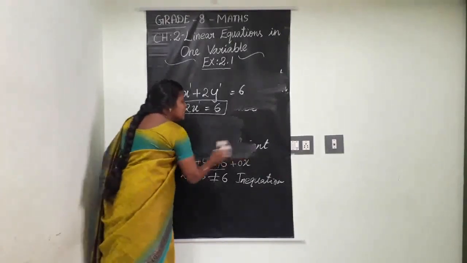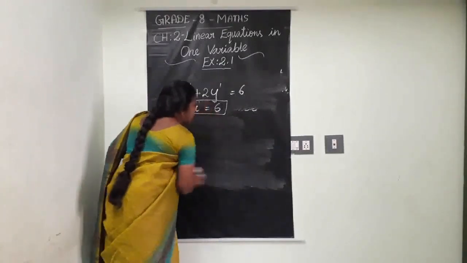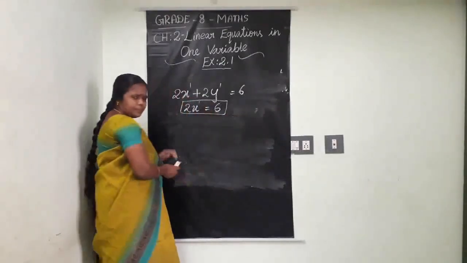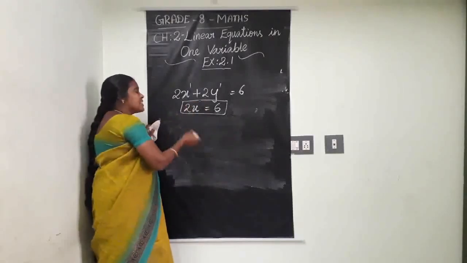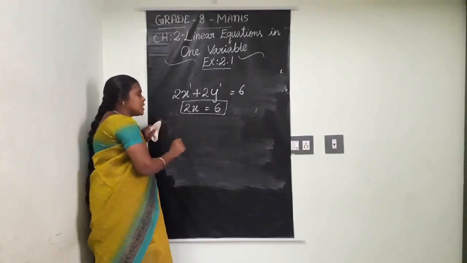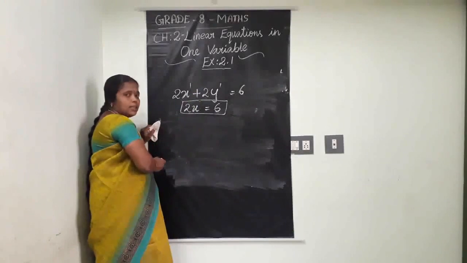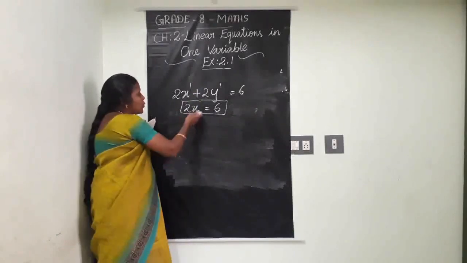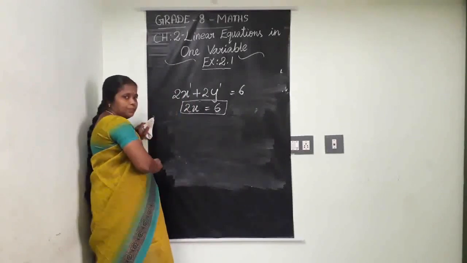Finally, one more thing I want to tell. That is solution. What is a solution? A solution is a value which satisfies the equation. Here 2x equal to 6 is a linear equation in one variable.